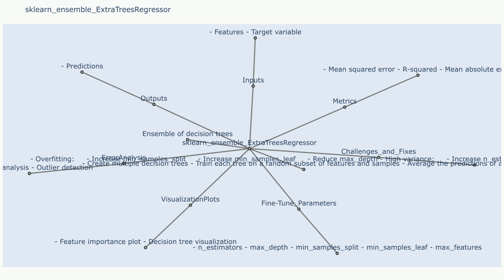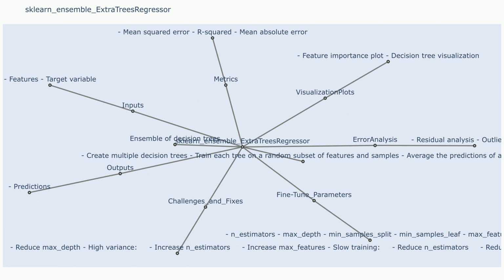It is a one-dimensional array containing the values for each data point in X. Outputs. Predictions. The model outputs a prediction for each data point in the input feature matrix X. These predictions represent the estimated values of the target variable based on the trained model.